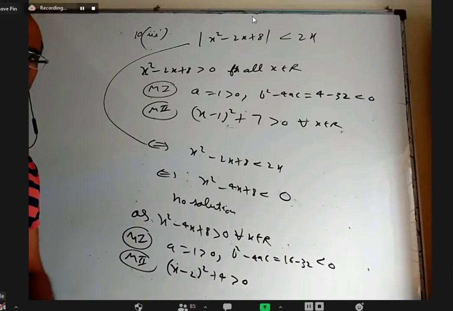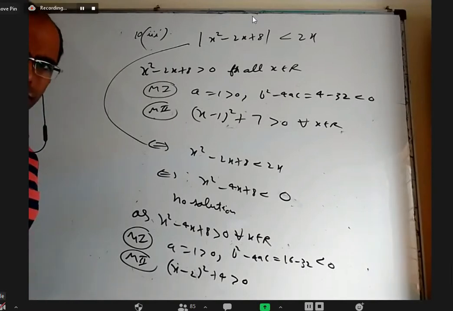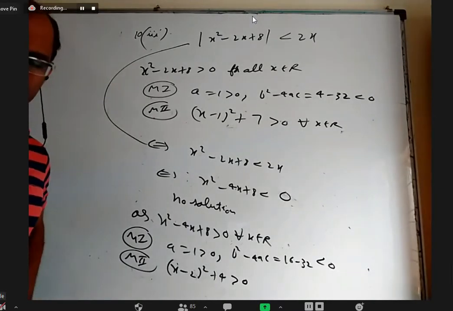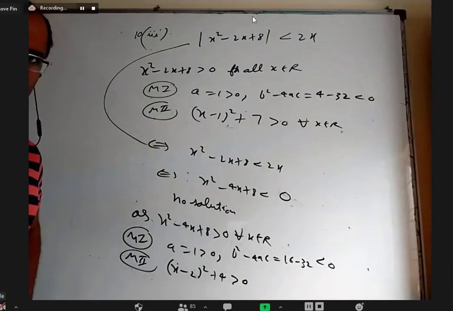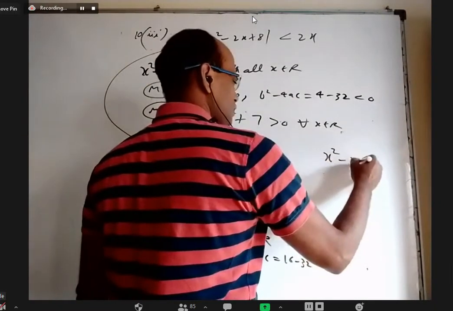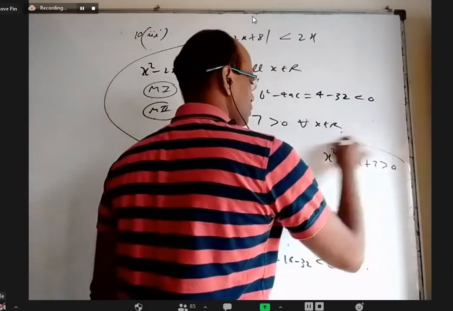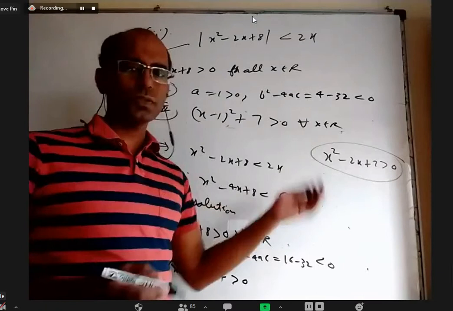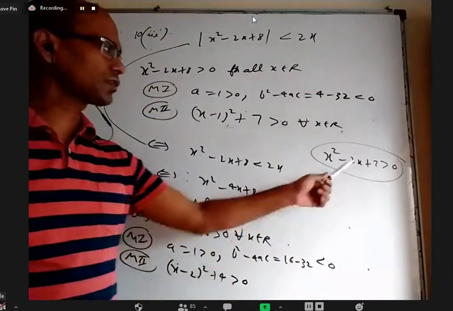Sir, whenever b square minus 4ac is less than 0, there will be no solution, no, sir. Equal to 0, no solution. But what about less than 0, greater than 0? For example, if I ask x square minus 2x plus 7 greater than 0, what is the solution? We cannot say that because the roots are complex, there is no solution. Rather, what is the solution for this equation?